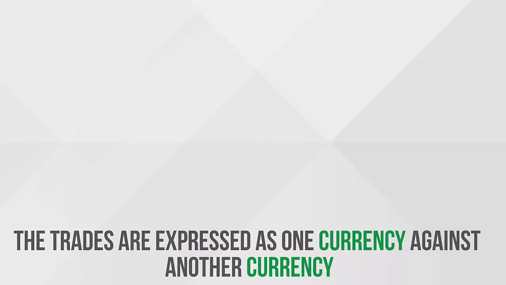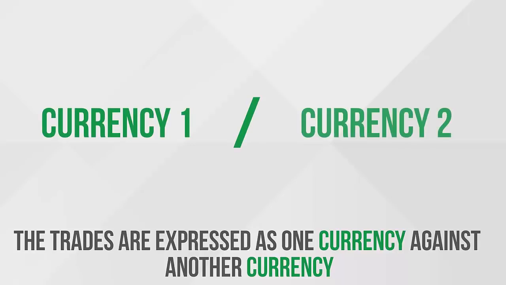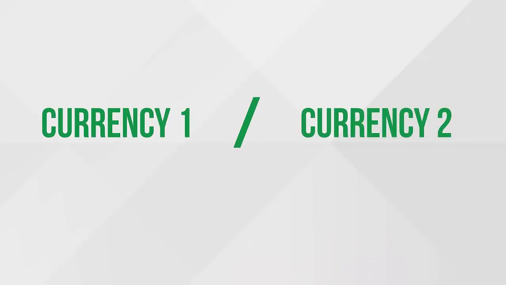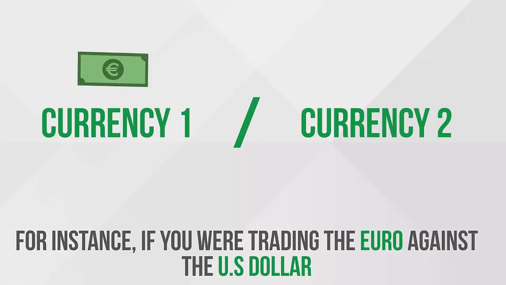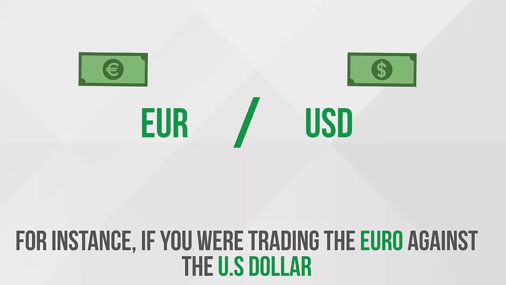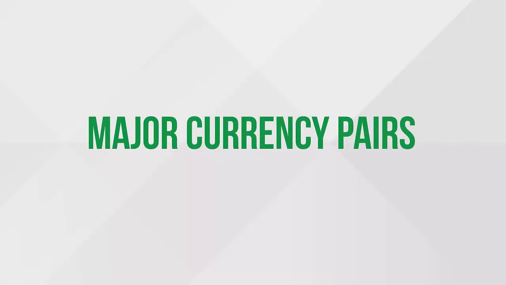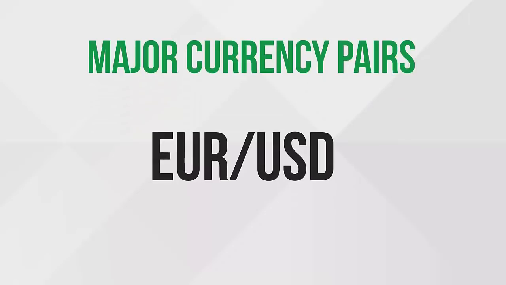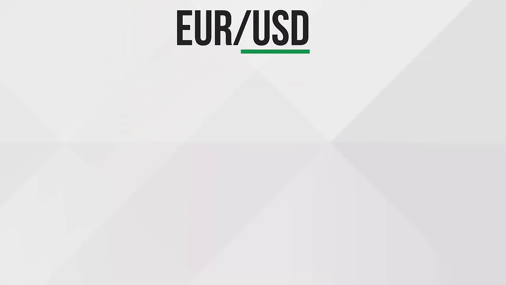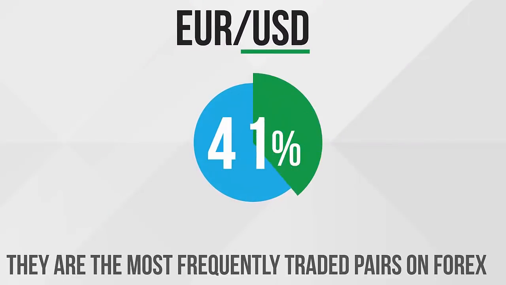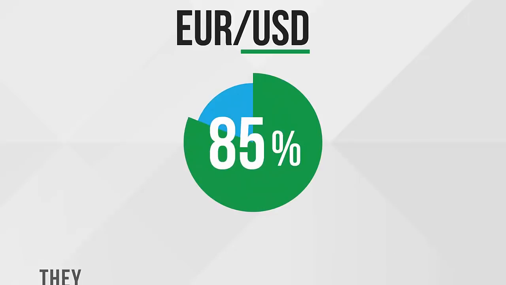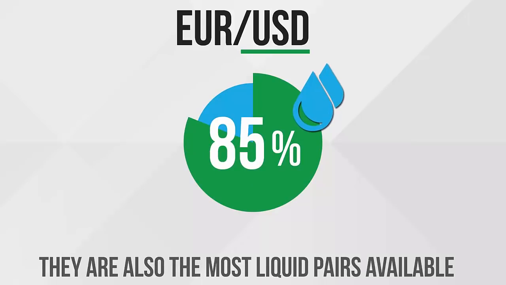The trades are expressed as one currency against another currency. For instance, if you were trading the euro against the US dollar, it would be notated as Euro-USD. The major currency pairs are all pairs that contain the US dollar as one of the pair. They are the most frequently traded pairs on Forex. They are also the most liquid pairs available.